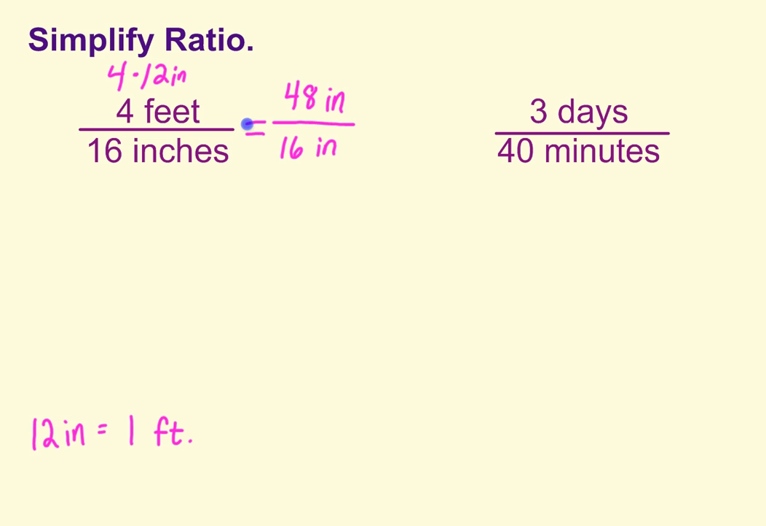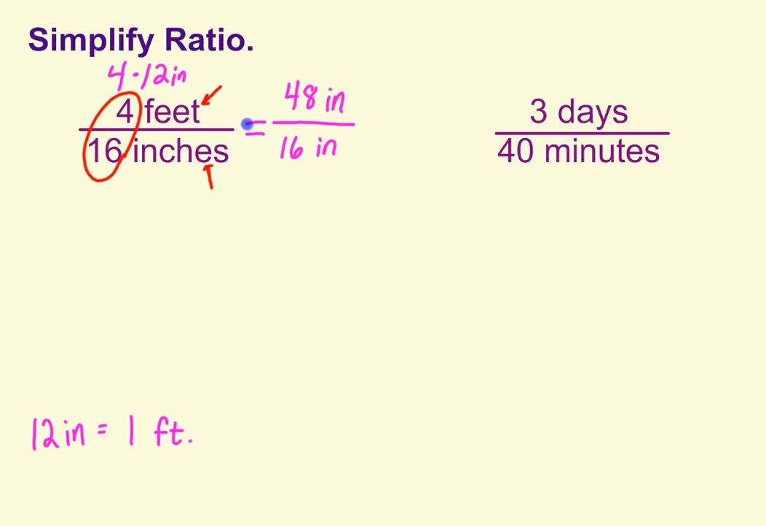So we got our units to be the same. We kept our smaller unit, because that will be the easiest way to do this. And now we can simplify the ratio. In the beginning right here, this 4 over the 16, I can't do anything with those numbers until these units match up. So that's what we had to take care of first.